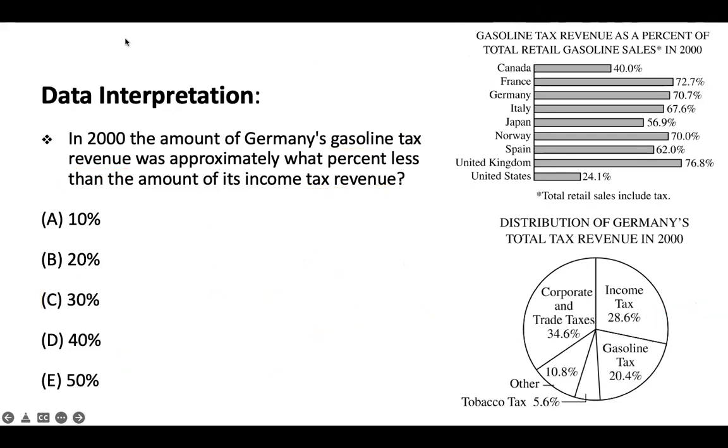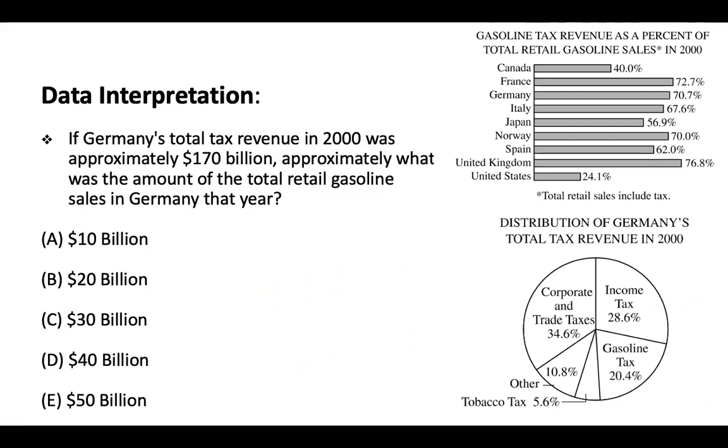Okay. Now let's move further. This is a bit tricky question. If you read this question, the question states the Germany total tax revenue in 2000, and we know this actual value is how much? $170. Approximately what was the amount of total retail gasoline sales?